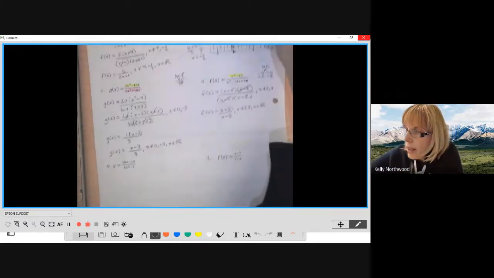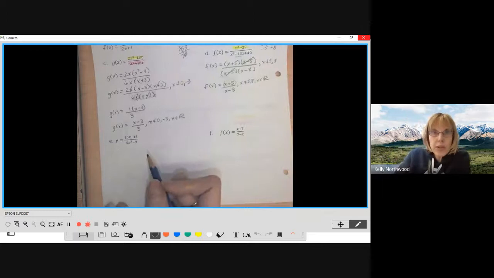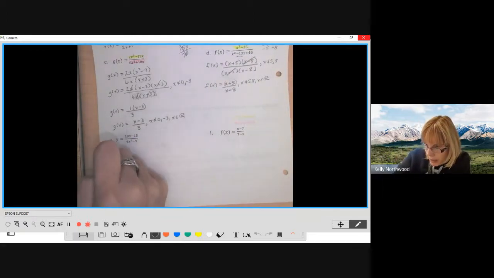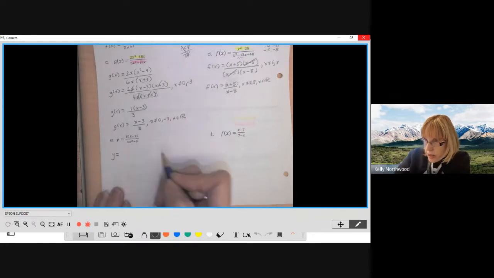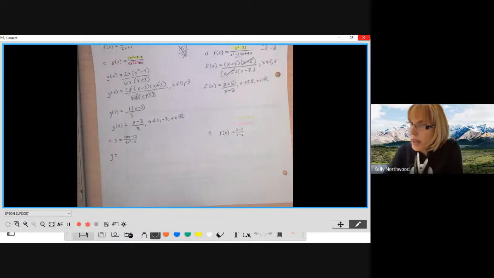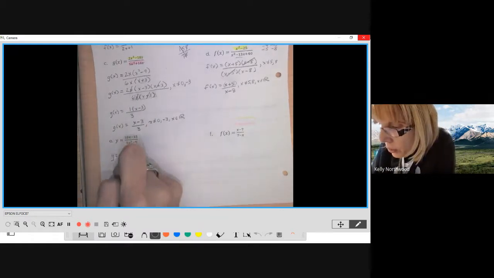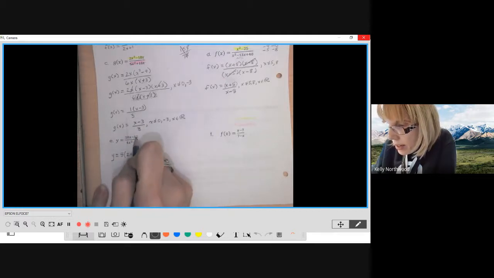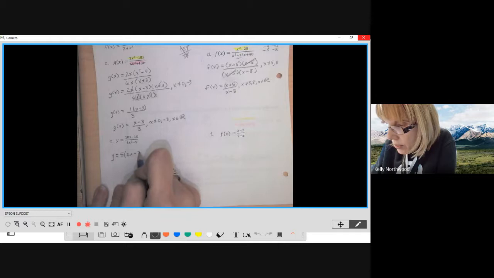All right, the next one. So instead of f of x or g of x, you're just using y, but we know that they take the place of each other. So 10x minus 15, check for common factors first. And I know that 5 goes into both 10 and 15. So 10x divided by 5 is 2x. Negative 15 divided by 5 is negative 3.